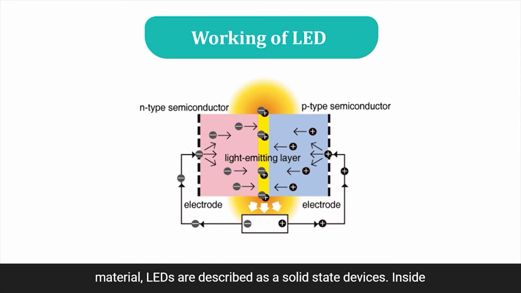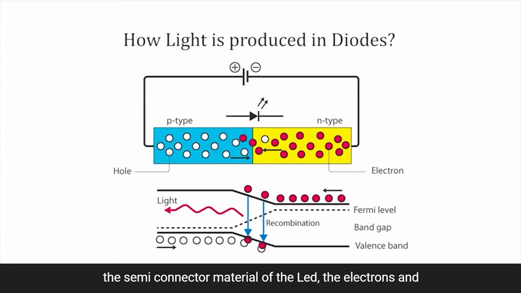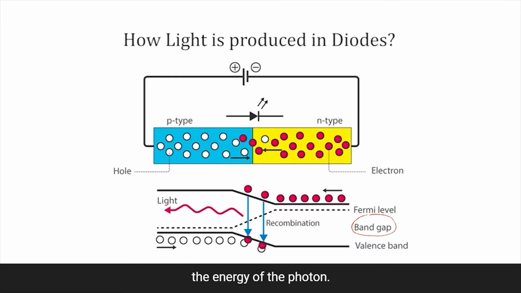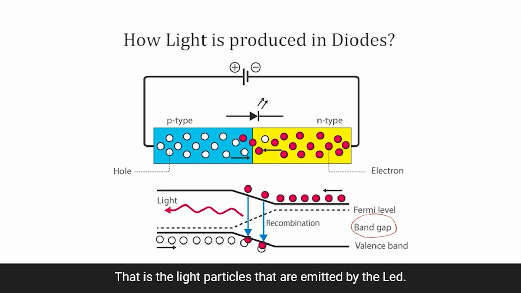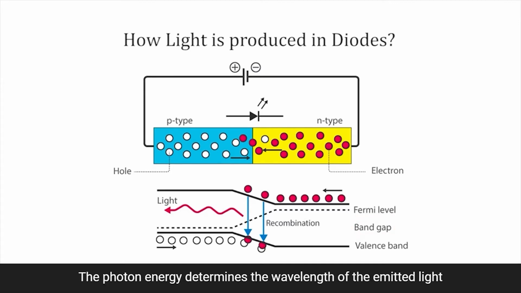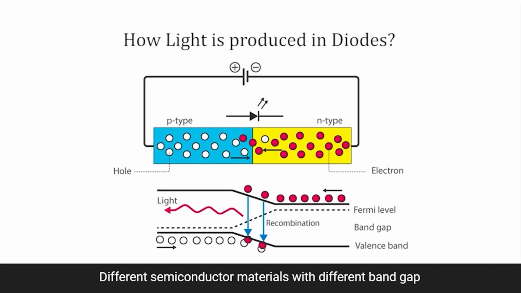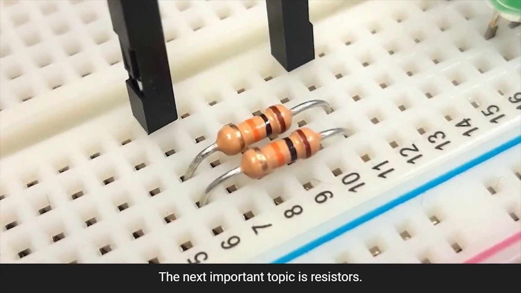devices. Inside the semiconductor material of the LED, the electrons and holes are contained within energy bands. The separation of the bands, that is the band gap, determines the energy of the photon, that is light particles, that are emitted by the LED. The photon energy determines the wavelength of the emitted light and hence its color. Different semiconductor materials with different band gaps produce different colors of light. The precise wavelength, that is the color, can be tuned by altering the composition of the light emitting or active region.